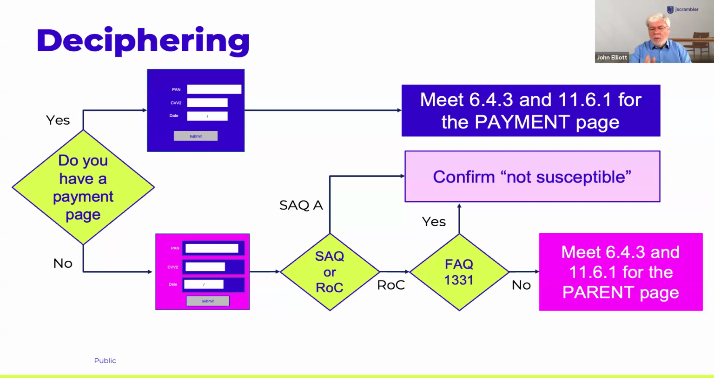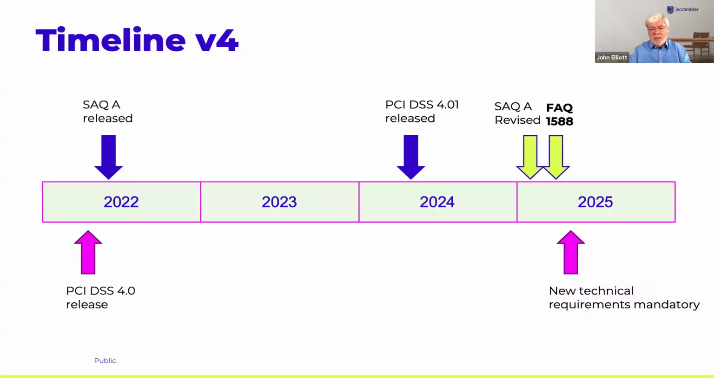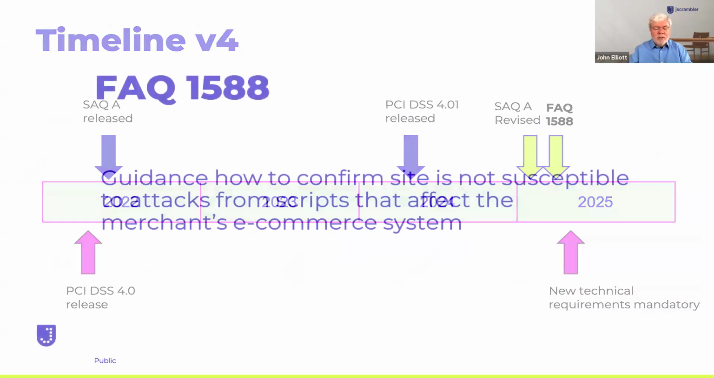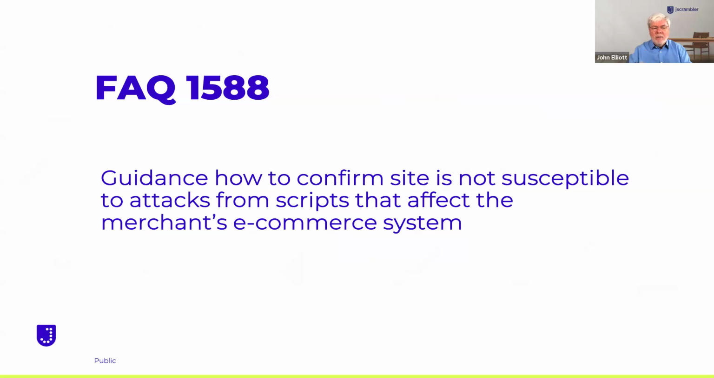So now this is all, we're probably at the middle of February, and this is really clear as mud, let's be honest. And because it was so badly worded, the PCI SSC now issued FAQ 1588 at the end of February to explain how you can confirm that your site is not susceptible to attacks from scripts that affect the merchant's e-commerce system. And if this is the first time you've seen this FAQ and been shown this flowchart, and your head is about to explode on the next slide, don't worry, because all of ours did at the same time.